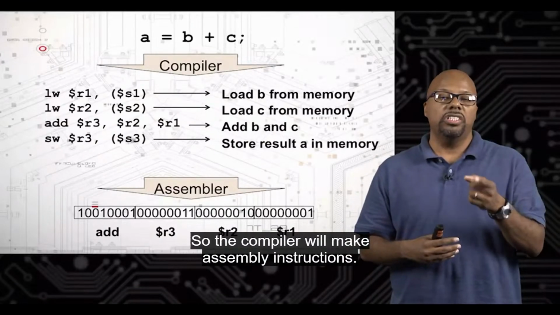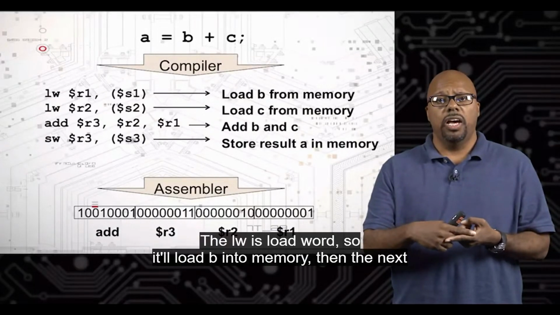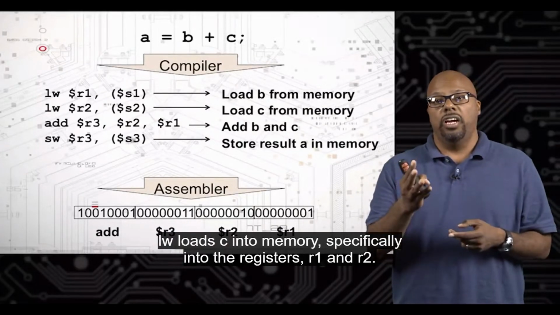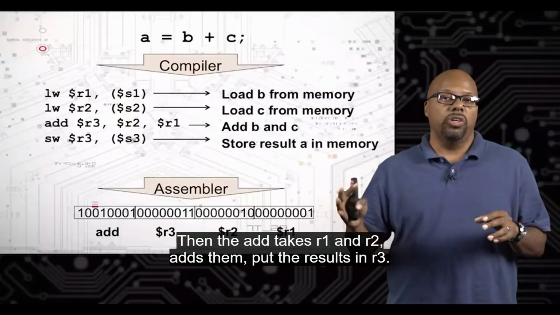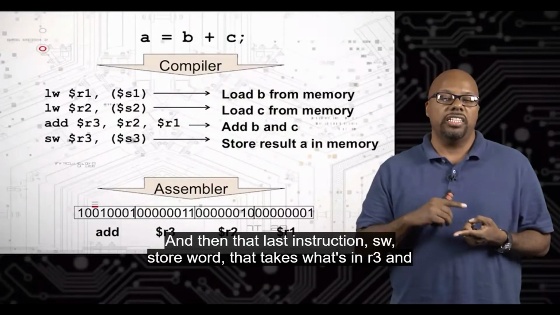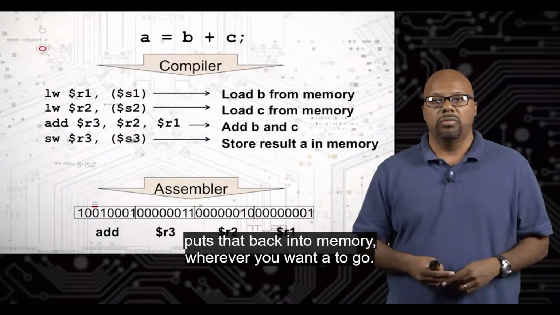So the compiler will make assembly instructions. The load, LW, is load word. It'll load B, and then the next LW loads C, specifically into registers R1 and R2. Then the add takes R1 and R2, adds them, puts the result in R3, and then the last instruction, SW, store word, takes what's in R3 and puts that back into memory wherever you want A to go.